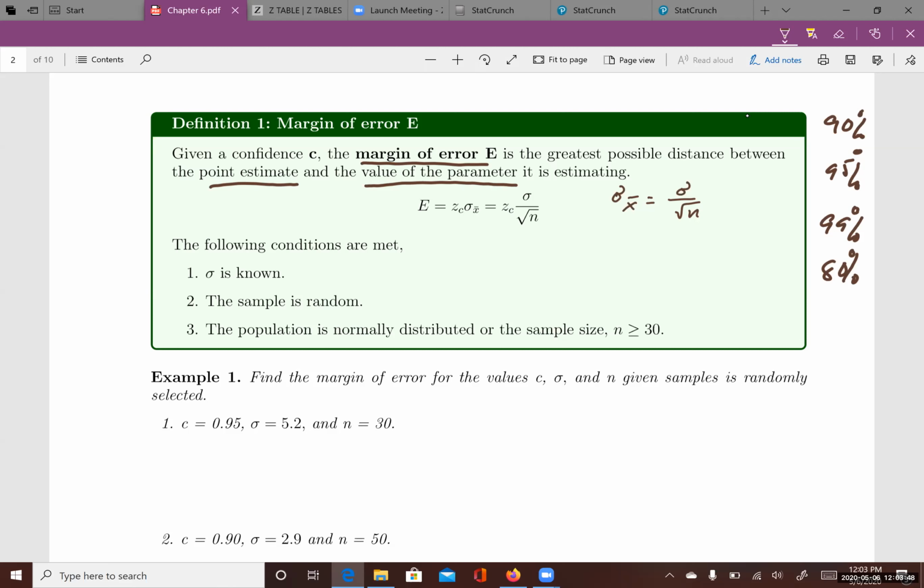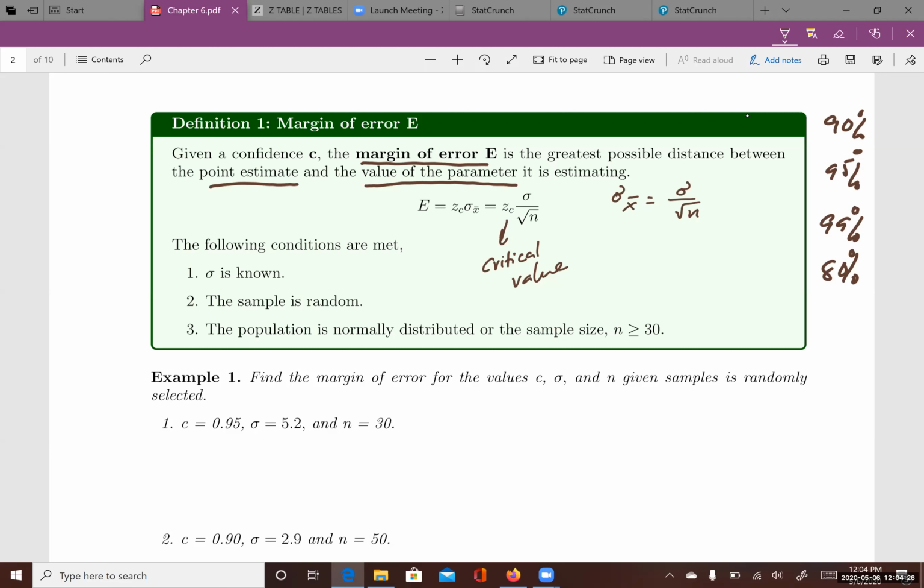Okay, what is ZC? ZC here is a Z value that associates with C, which is the level of confidence. And ZC here is actually the critical value that associates with the level of confidence C. Okay.